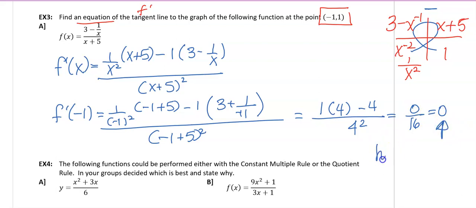That is a special line. It's going to be our horizontal tangent line.